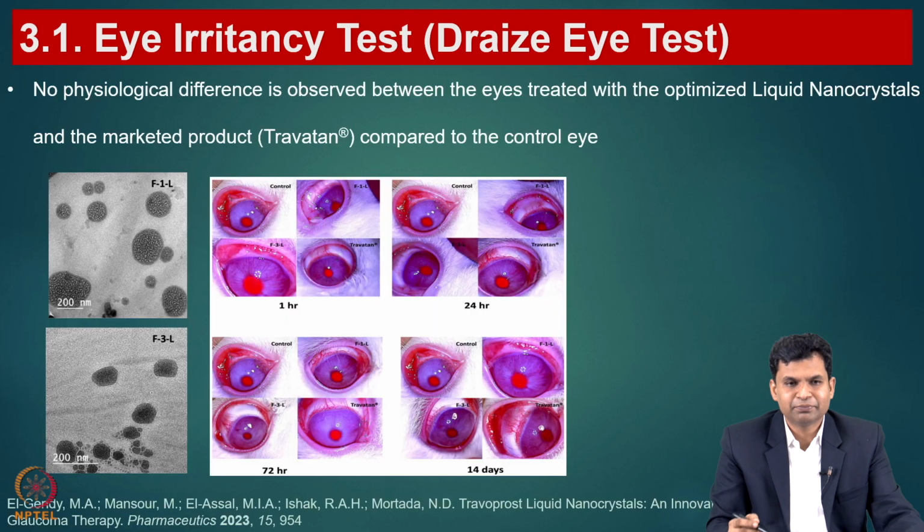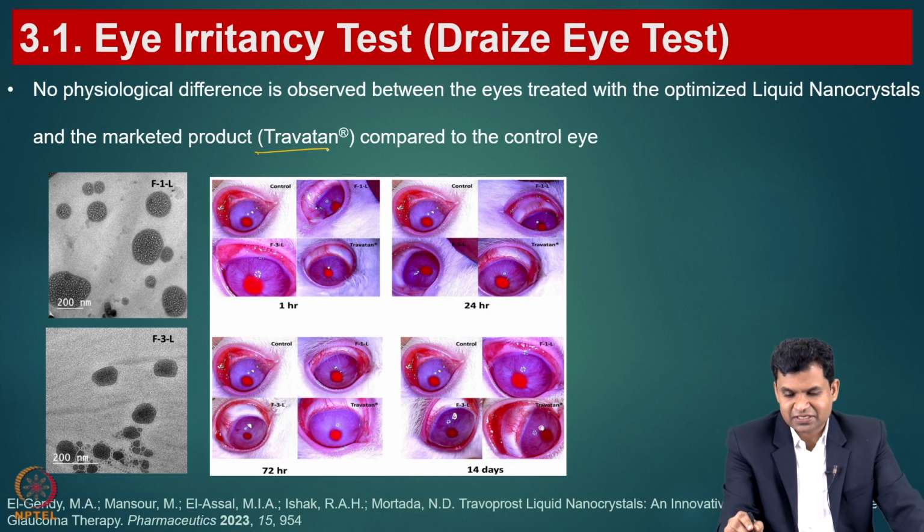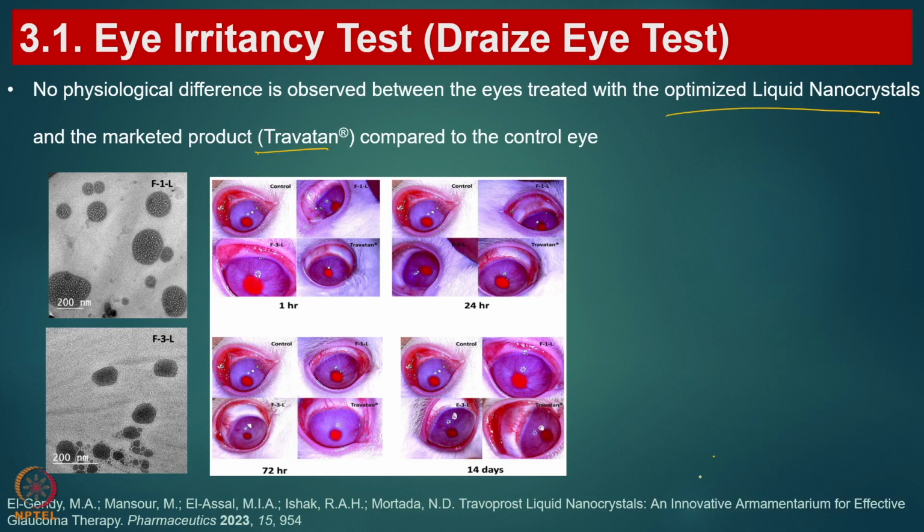Now, you can see this is a simple example people have studied for one marketed product, as well as they have prepared a liquid formulation. The reference is given below. You can see they have compared the control as well as their 2 formulations and the marketed product at 1 hour, 24 hours, 72 hours and 14 days. You will see there is no problem at all, there is no change in the physiology of the eye. Whatever you are seeing in red color, that is the dye.